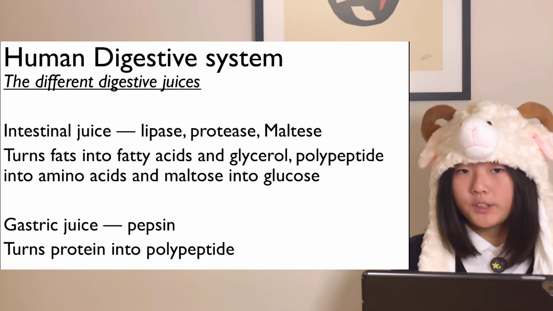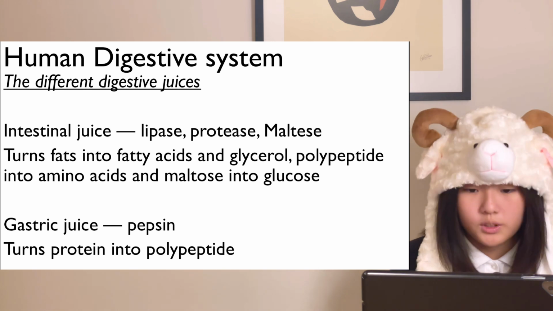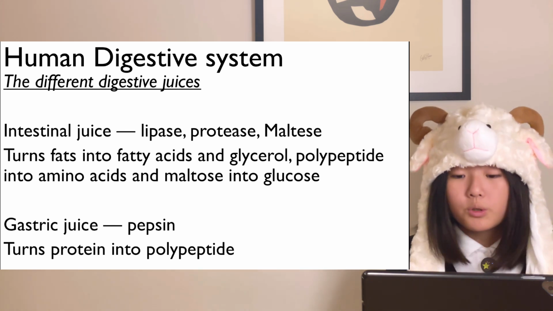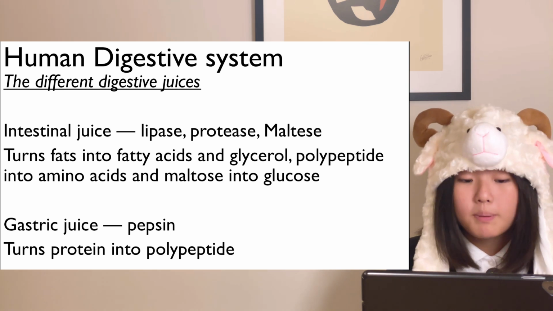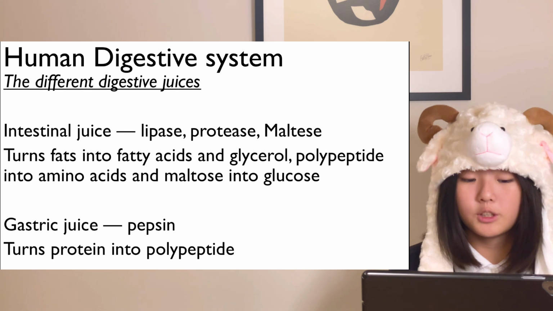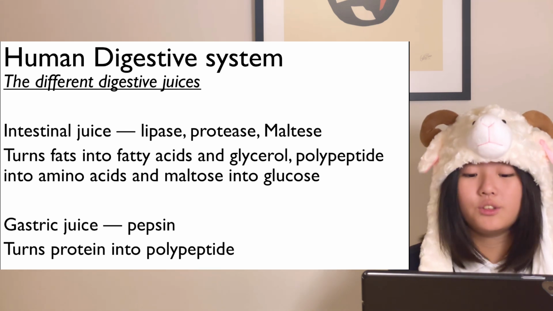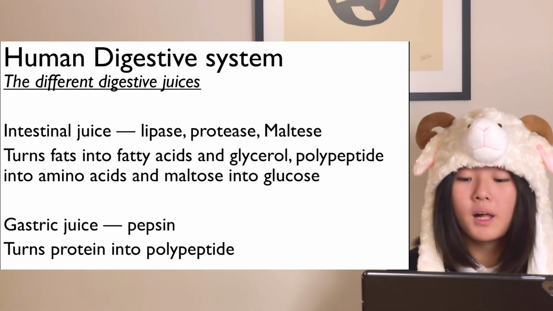Now I'll tell you about the different digestive juices. First, you need to know about the intestinal juice, which is lipase, protease, and maltase. It turns fats into fatty acids and glycerol, polypeptide into amino acids, and maltose into glucose. The second digestive juice you need to know is gastric juice. This is made up of pepsin. It turns protein into polypeptide.